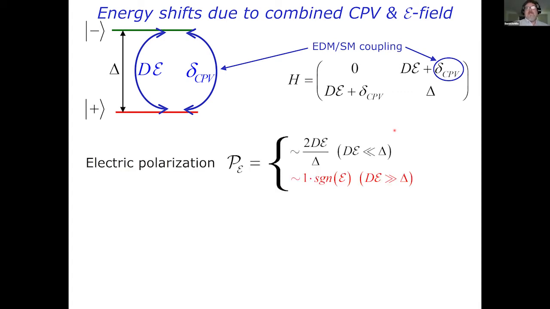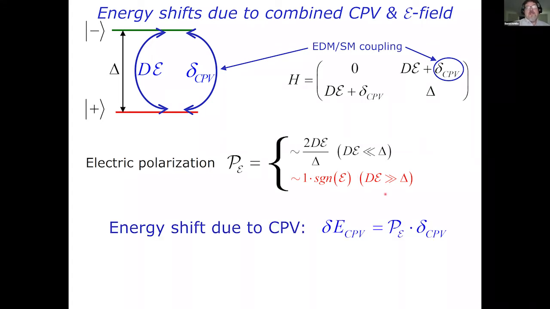You can see that if there's no CP violation, the electric polarization for small fields is linear in the field, and for large fields is just 1 times the sign of the electric field. The interference between these 2 terms, when you diagonalize the matrix, you'll always have to square these off-diagonal matrix elements. There'll be a cross term between the electric field term and the CP violating term. The energy shift due to this CP violation is equal to this electric polarization times the actual interaction of interest.